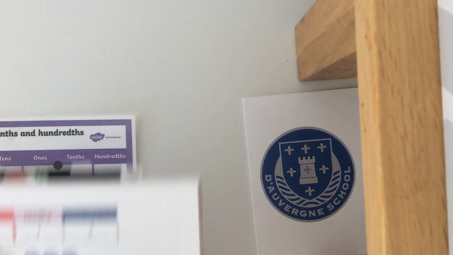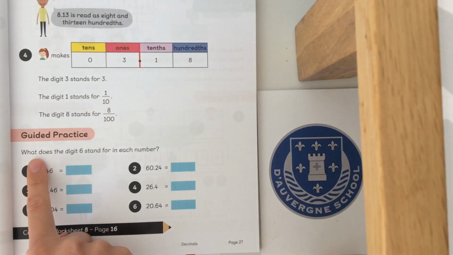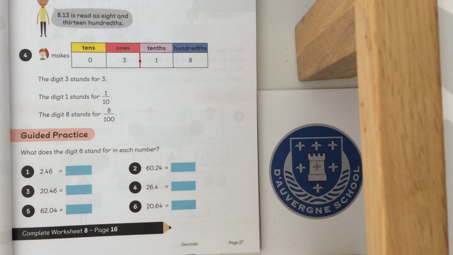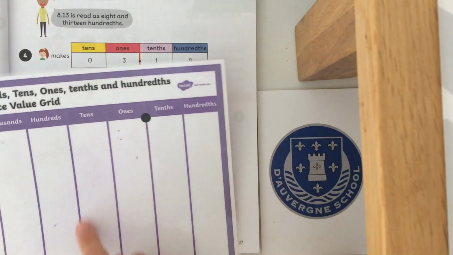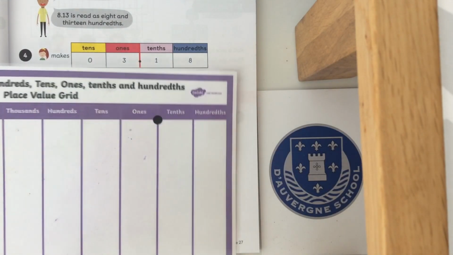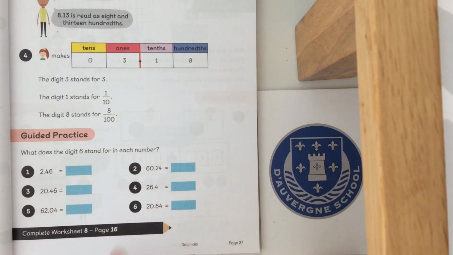So what you need to do now is find out what the digit 6 stands for in each of these numbers. So it might be worthwhile you writing these decimals onto your place value grid so you can really see what the digit 6 is worth in each of the numbers. Okay, so work your way through those 6 questions and then we will share our answers.